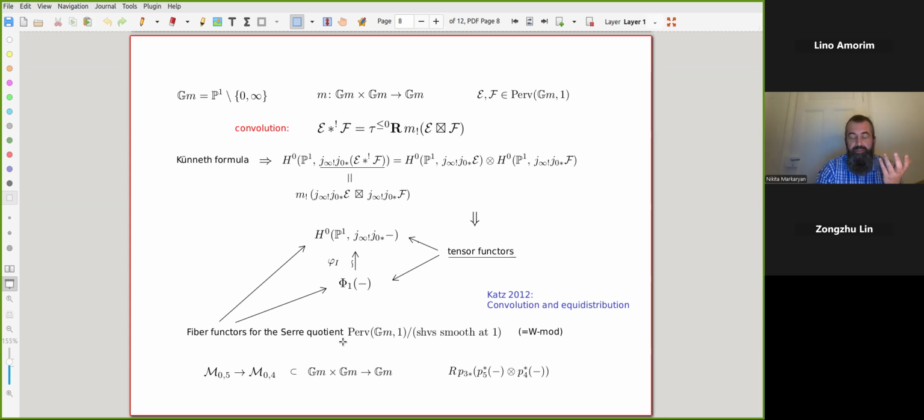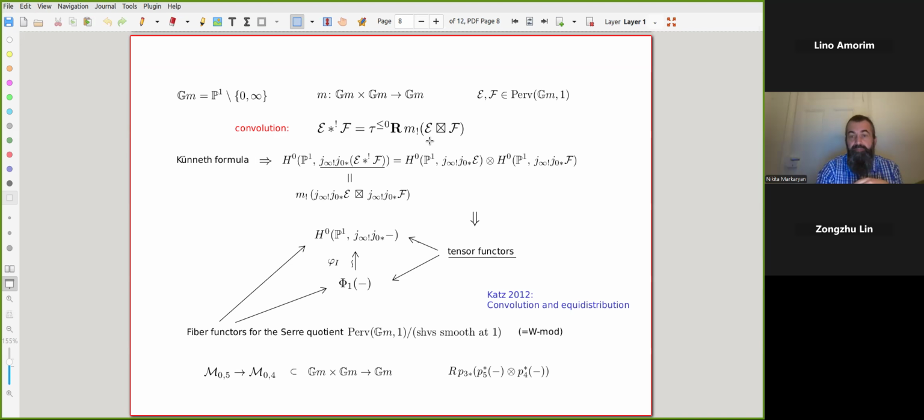That's why Deligne and Drinfeld introduced the quotient. They introduced a quotient of this category by sheaves which are in the kernel of this functor, and they proved that this category is a category of modules over a transport algebra, and this is a fiber functor of this category. So this is the idea, I think.